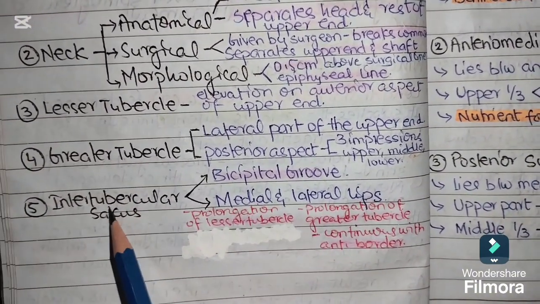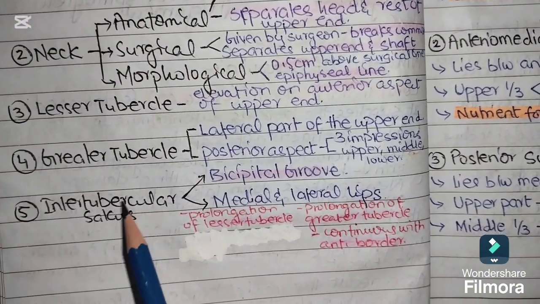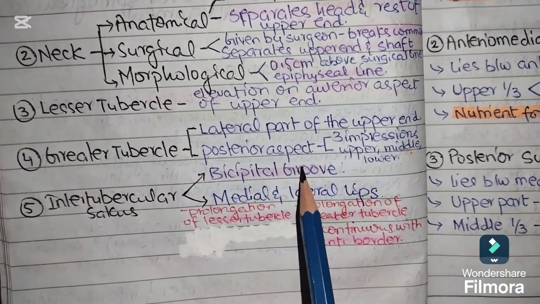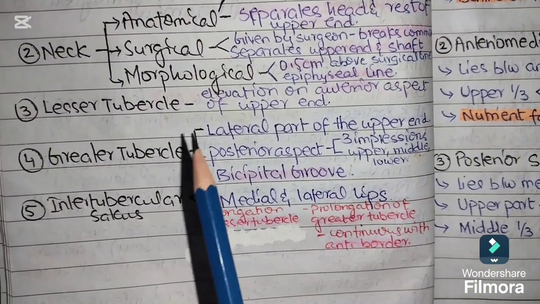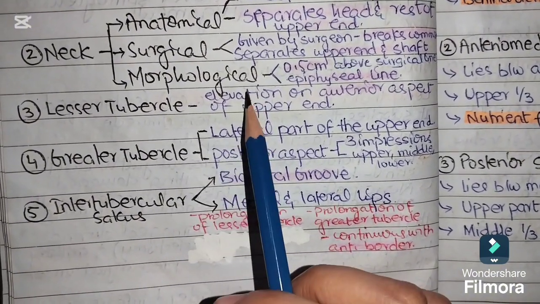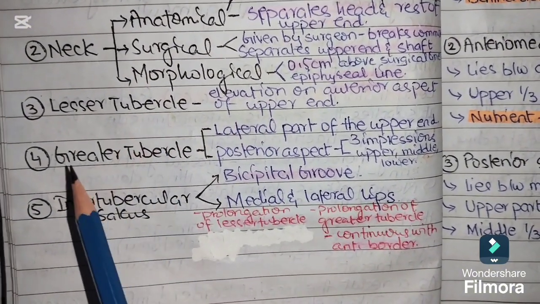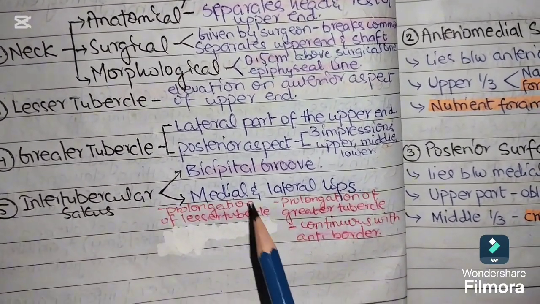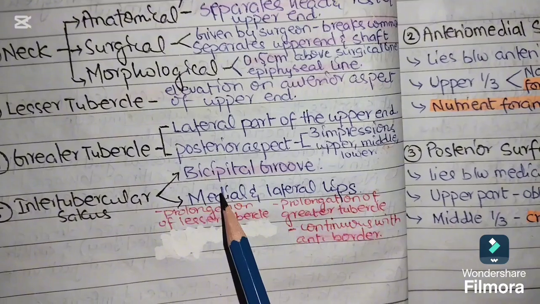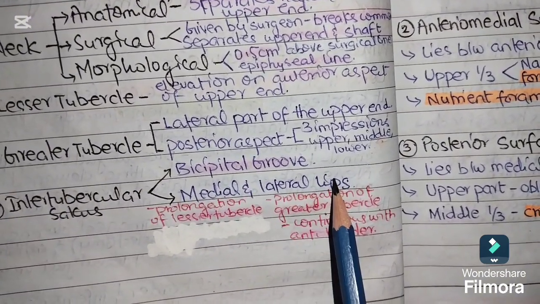Again, a very important point to be noted is that the intertubercular sulcus or the bicipital groove is the point of depression which exists between two points of elevation, which are the lesser tubercle and the greater tubercle. The intertubercular sulcus consists of medial and lateral lips.